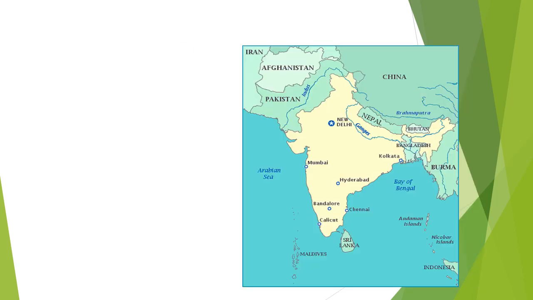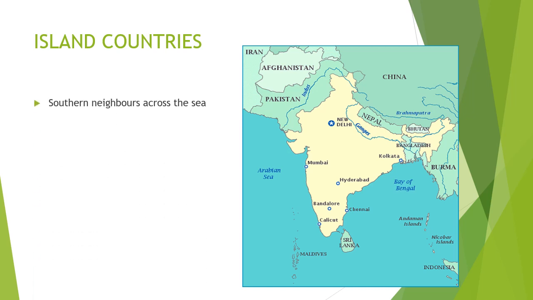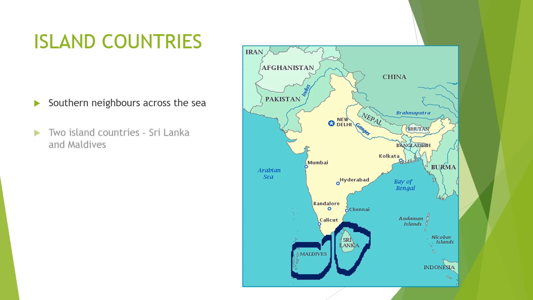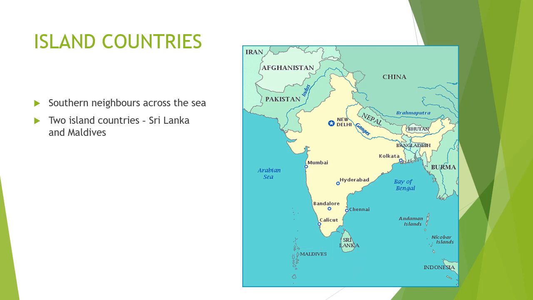In the last topic, we understood about India's neighbors, those who are sharing land boundaries with India. But now we should also understand about the southern neighbors, basically the island countries who are also our neighbors. The southern neighbors across our sea are the two island countries. They are Maldives and Sri Lanka. These two island countries are basically our southern neighbors. And children, let us discuss one by one in detail.